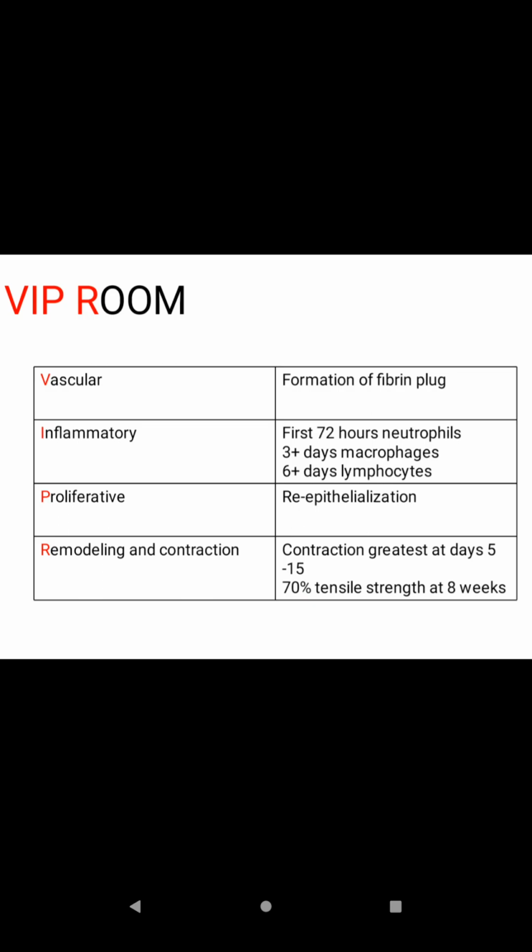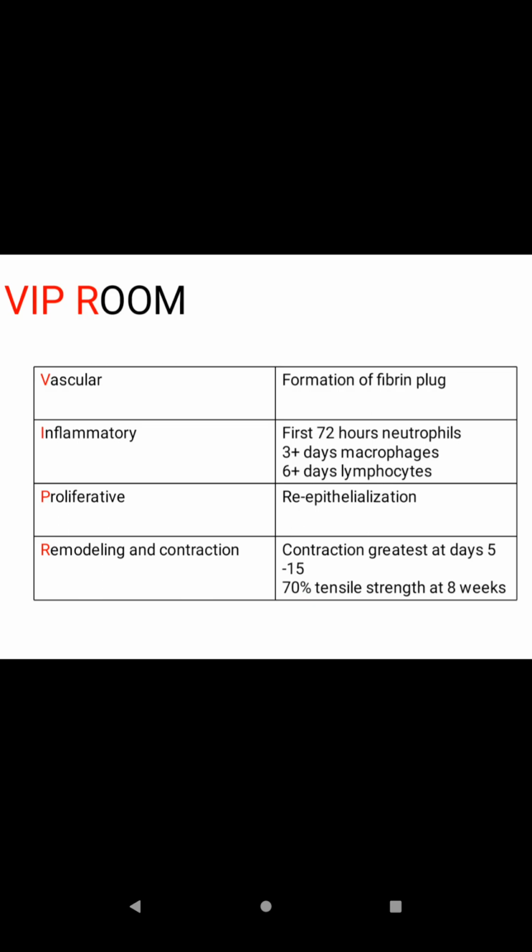Vascular involves formation of fibrin plaque. Inflammation involves the infiltration of the wound with inflammatory cells, which occurs in the first 72 hours. We have neutrophils. In the first 3 days, we have macrophages. By 6 days' time, we have lymphocytes. Then proliferation involves the reepithelialization of the wound surfaces.